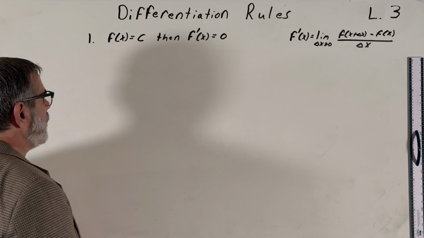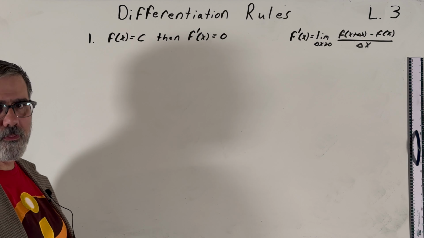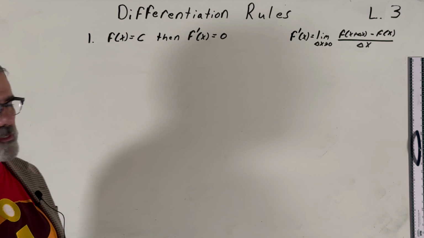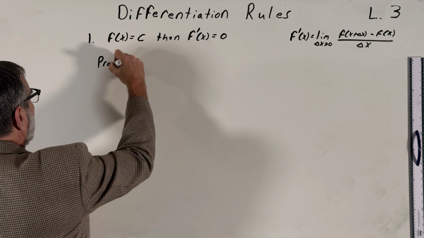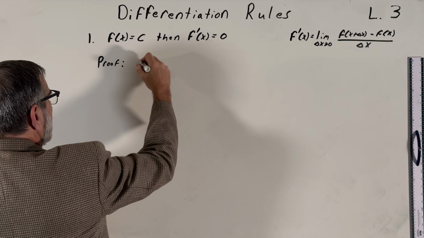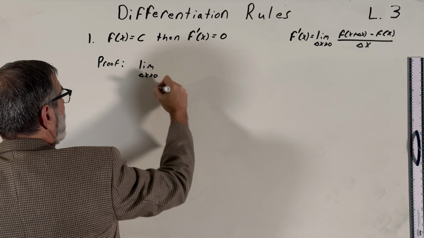Let's use this formula though to prove this first statement, that if f of x is equal to a constant, then the derivative of a constant basically is 0. So proof. We need to show what the limit as delta x approaches 0 of, well, f of x plus delta x. Well, f of x is just c, and so if I replace x with x plus delta x, I still get c, right? Minus f of x, which is c, divided by delta x.